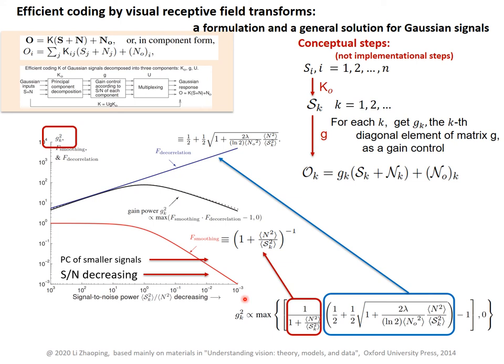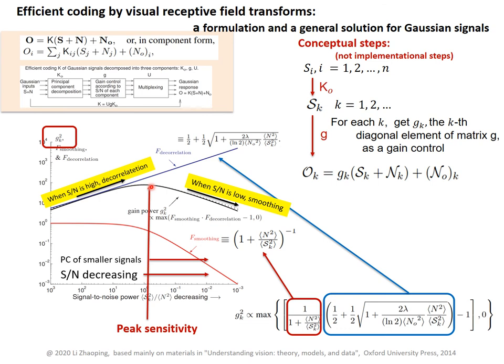Until when the noise starts to dominate, then this whole thing starts to bend. So you cannot continue decorrelating when the noise comes, when this red curve starts to bend down. And that's what happens. Therefore, the solution automatically decomposes into these two regions. One is smoothing in a high noise region, and one is decorrelation when the signal to noise is high enough. When the signal to noise is too low, do smoothing. And in the middle, now you have a sweet spot where you may have your gain highest. That's your peak sensitivity for your gain. And so for some middle principal components, you'll have the highest sensitivities. Okay.